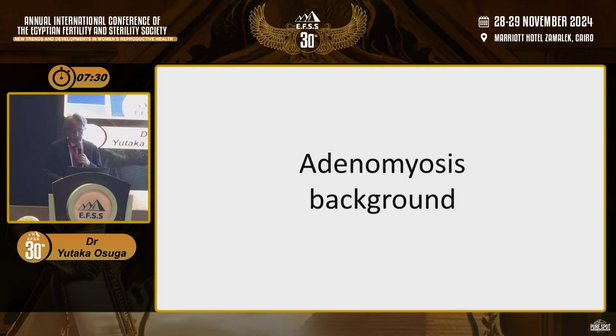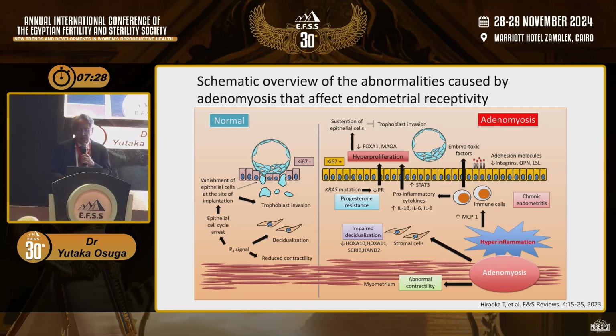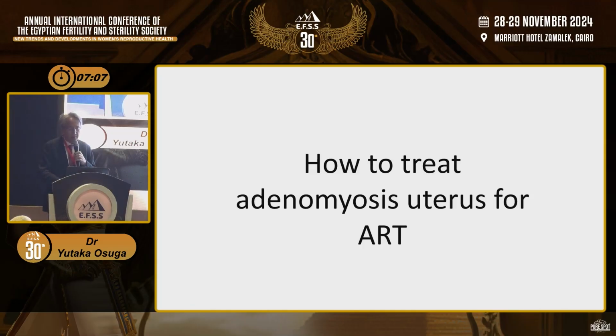And the next one is adenomyosis. Here's a schematic overview of the abnormalities caused by adenomyosis that affect endometrial receptivity. The figure is from our review paper. A lot of factors are involved, but I don't go into details today. And practically, how should we do?